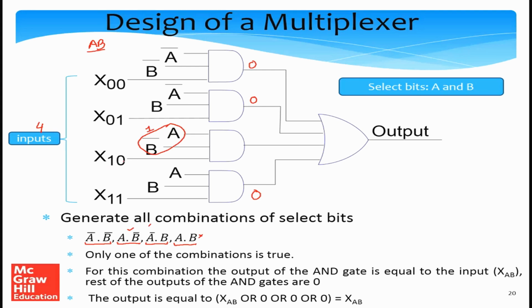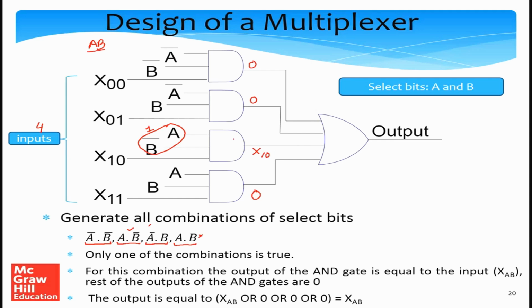So if x10, if the input is 1, then the output is 1. If the input is 0, the output is 0. So in a sense, the output is reflecting the input if, let's say, this particular combination over here is equal to 1. So since in this case the output is reflecting the input, this is x10.